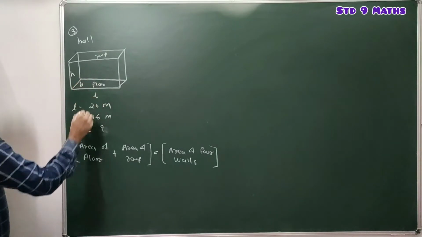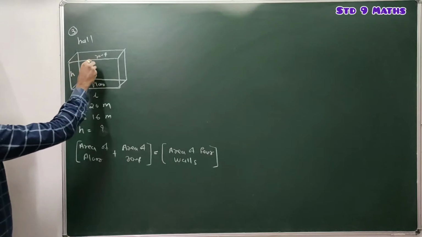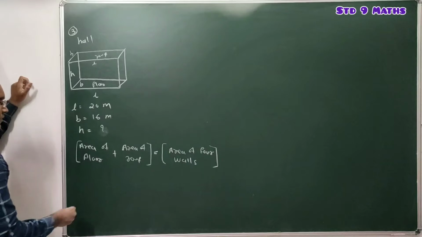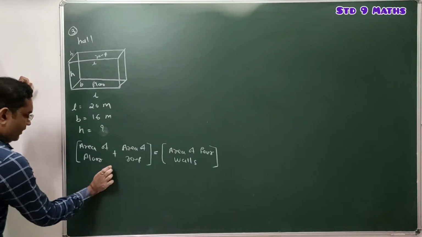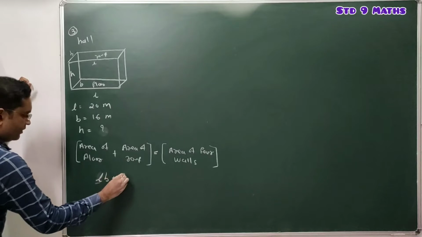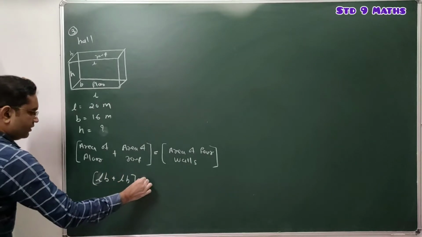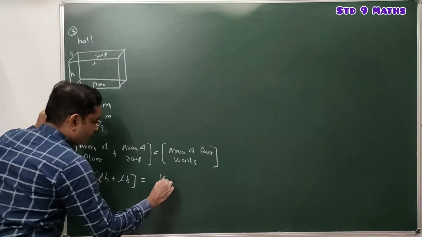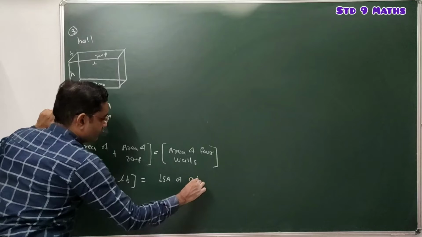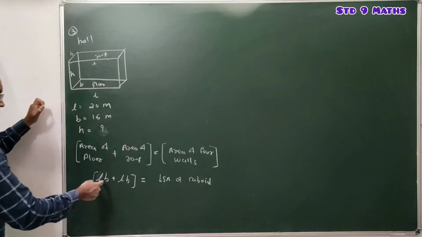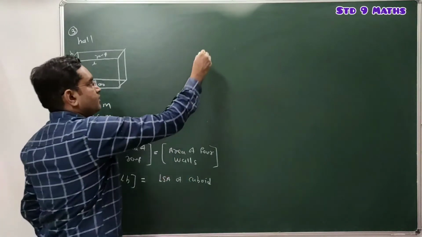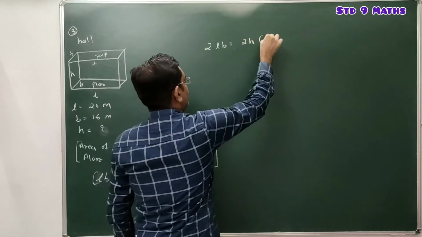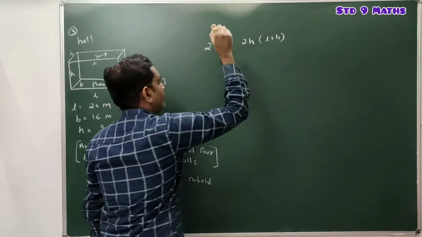So what is the area of this floor? Area of this floor is nothing but L into B. And what is the area of the roof? Which is also nothing but L into B. So the area of the floor, that is LB, plus LB is nothing but the area of 4 walls. Area of 4 walls is nothing but the lateral surface area of cuboid. So LB plus LB, twice of LB, equal to the lateral surface area. It's twice of H into (L plus B).